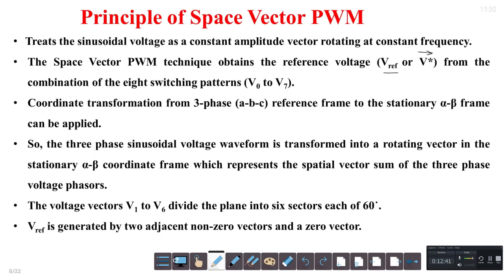V reference is generated by 2 adjacent non-zero vectors and a zero vector, that is important. Let us see how it is done.